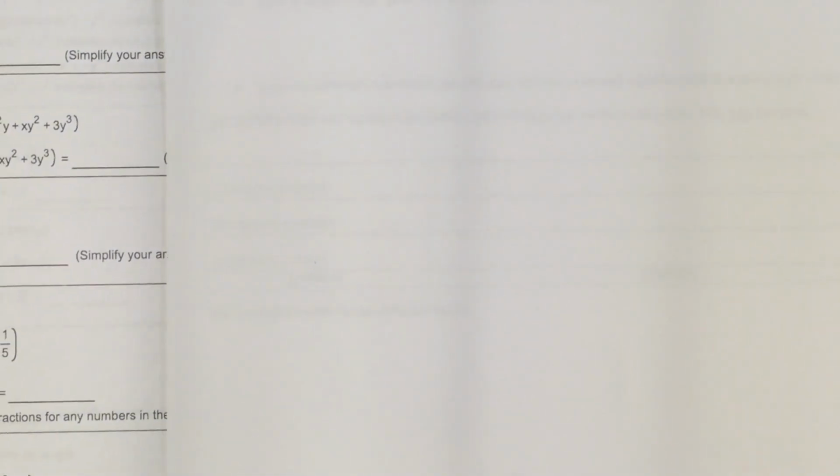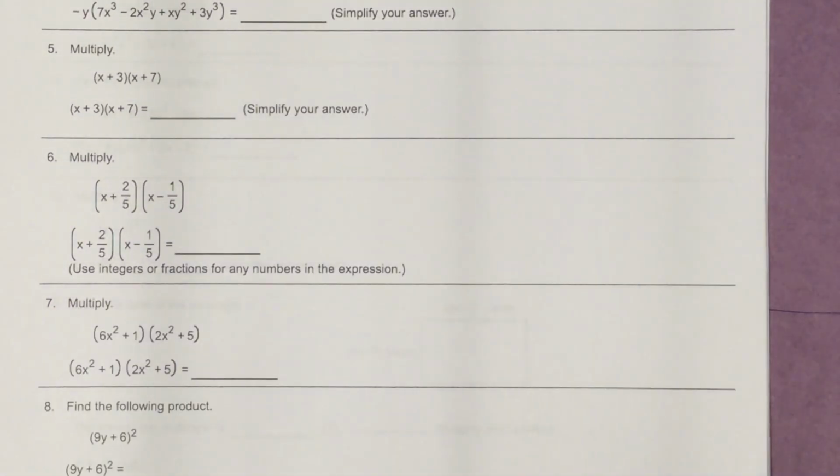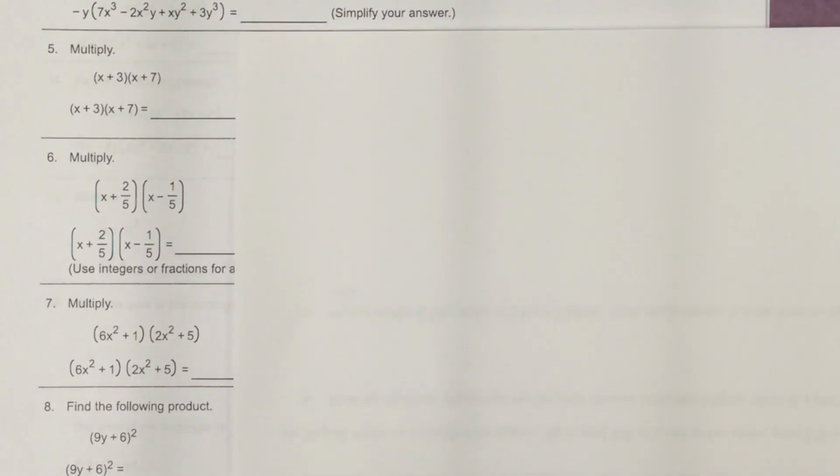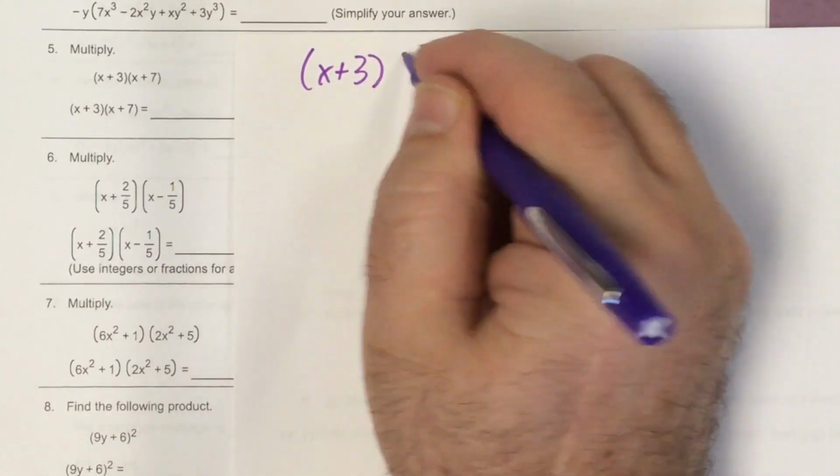And on the next section, you're going to learn how to do questions like number 5 with a process called foiling. I'm not going to teach foiling because they do an adequate job of that in the videos you have for the class, but I am going to show you a different technique, what's called a multiplication box. So in x plus 3 times x plus 7, you have a binomial times a binomial.